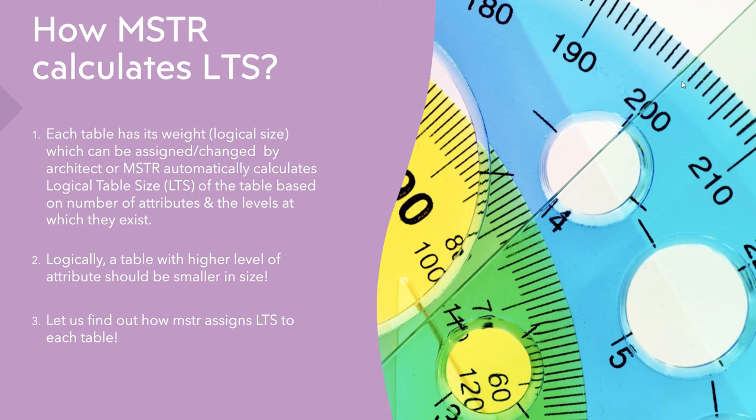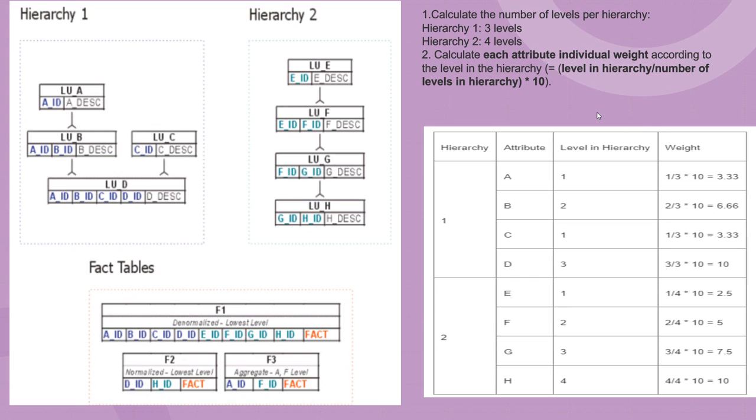Now let's understand how MicroStrategy calculates this logical table size. Let's consider this example where we have our first hierarchy with lookup table A, lookup table B, lookup table C, lookup table D. So four lookup tables are there in hierarchy 1, and there is another hierarchy with lookup table E, lookup table F, lookup table G, lookup table H. Again, four tables are there, and there is this list of fact tables F1, F2 and F3.